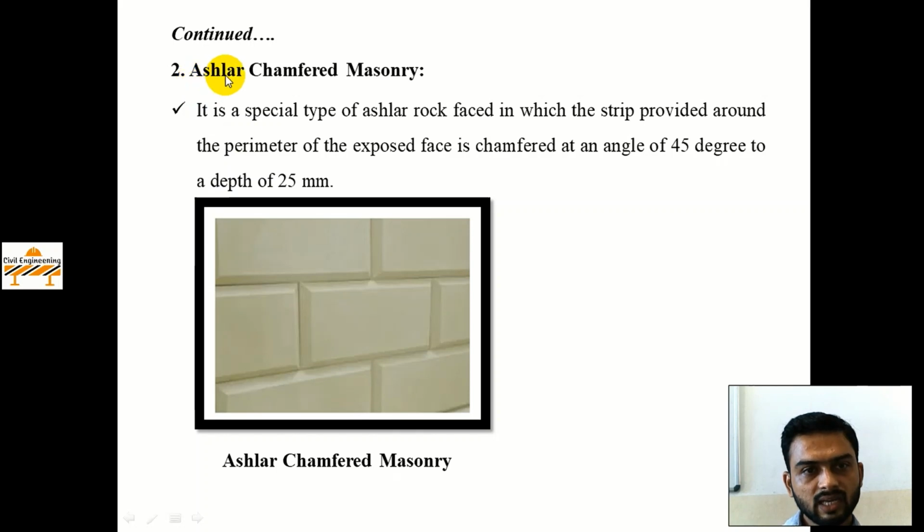Second one, ashlar chamfered masonry. It is a special type of ashlar rock faced in which the strip provided around the perimeter of the exposed face is chamfered at an angle of 45 degree to a depth of 25 mm. Now this is nothing but the chamfered edges of stones.